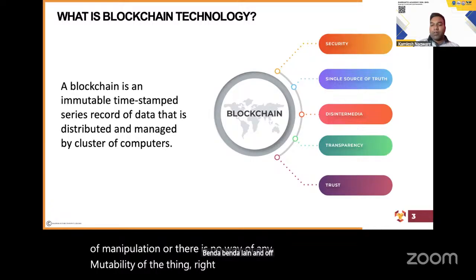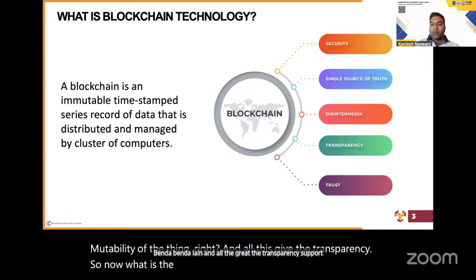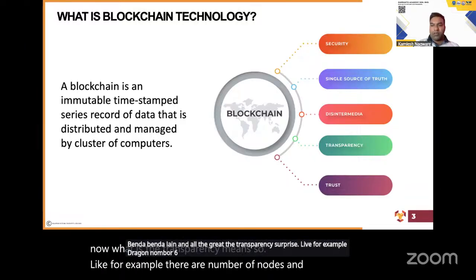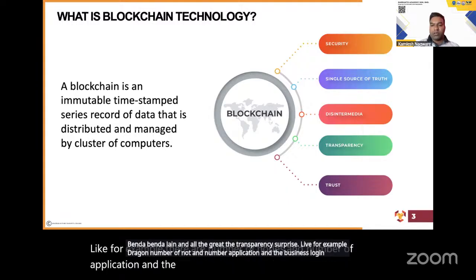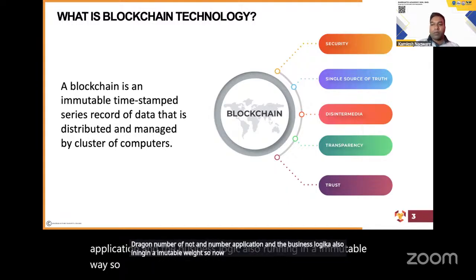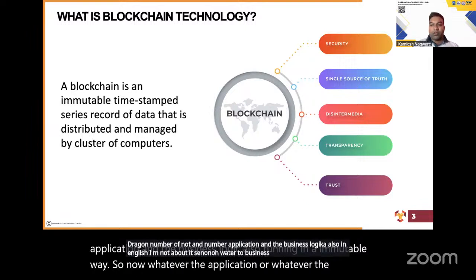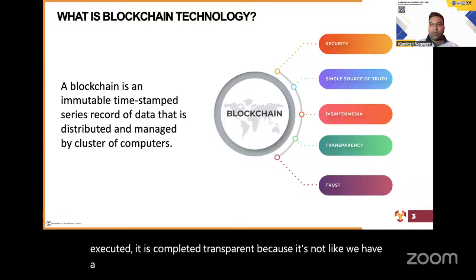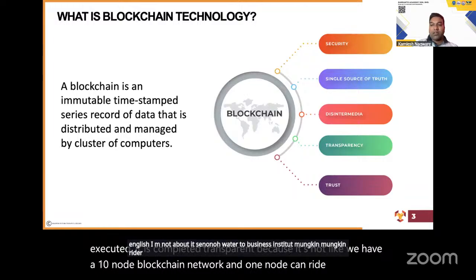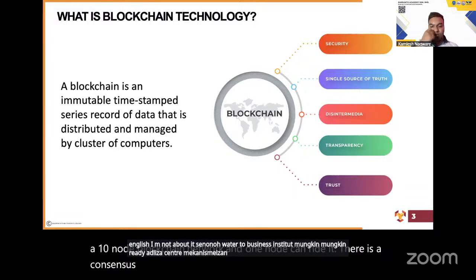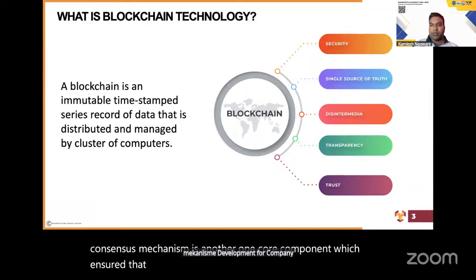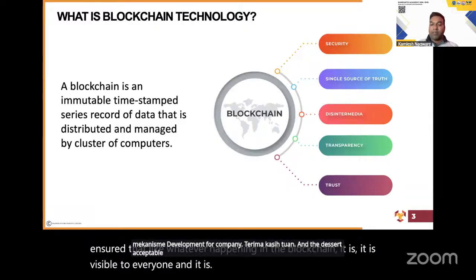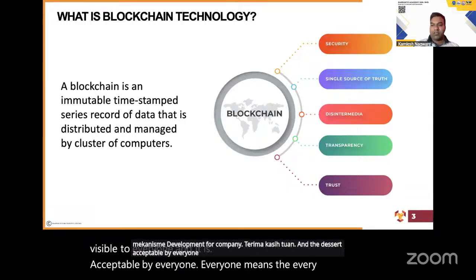And all this gives the transparency. So what does transparency mean? For example, there are a number of nodes and applications, and the business logic is also running in an immutable way. So whatever the application or business executed is completely transparent, because it's not like we have a 10 node blockchain network and one node can write it. The consensus mechanism is another core component which ensures that whatever happens in the blockchain is visible to everyone and acceptable by everyone. Everyone means every node, every participant in the network.